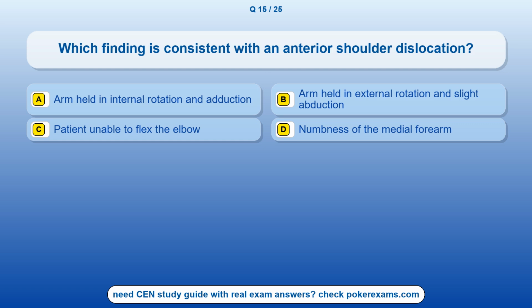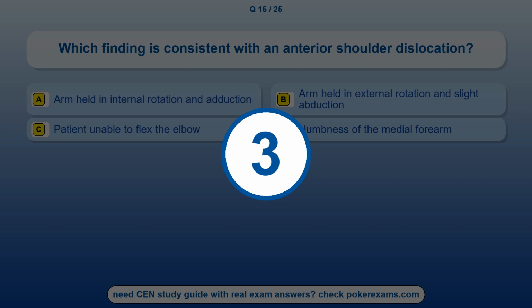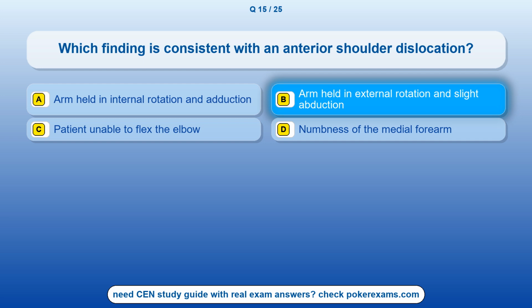Question 15. Which finding is consistent with an anterior shoulder dislocation? Option A, arm held in internal rotation and adduction, option B, arm held in external rotation and slight abduction, option C, patient unable to flex the elbow, option D, numbness of the medial forearm. The correct answer is option B, arm held in external rotation and slight abduction.